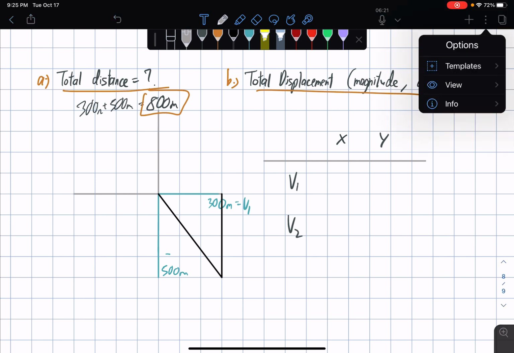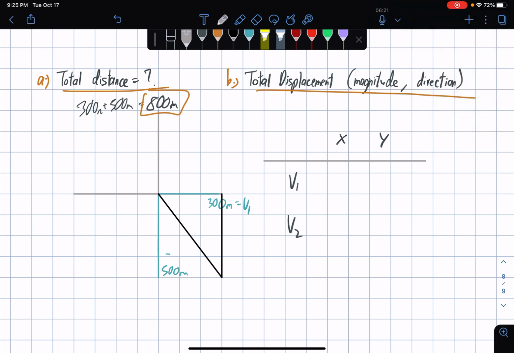You can't draw the triangle like this. That's not how you draw it. It's supposed to be like that and like that. So if you visualize, it's something like this. So east and then south. And the total displacement has something to do with the hypotenuse, which is that one.